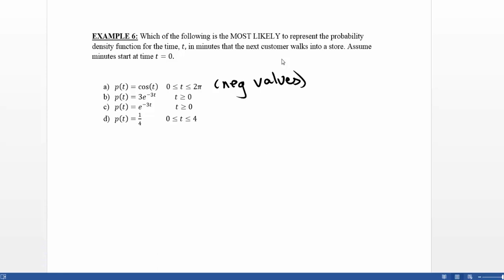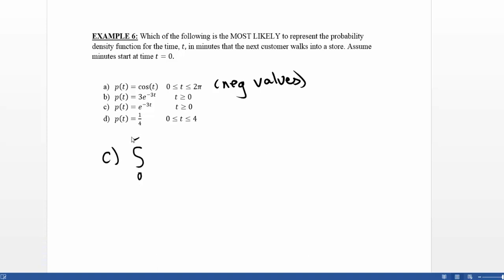Another consideration we have is that when we integrate our function over the bounds, it has to equal 1. So if you check, B and D will both integrate to 1 on their bounds. So for B, we would do the integral from 0 to infinity, because t is just greater than 0. And for D, we would do the integral from 0 to 4. C, however, we'll do out real quick.